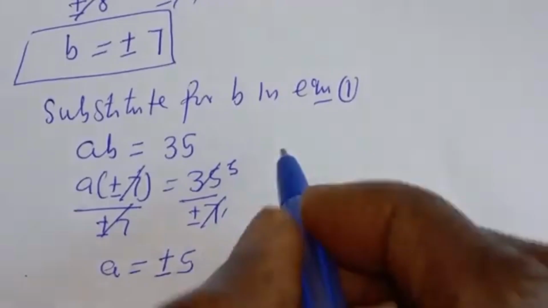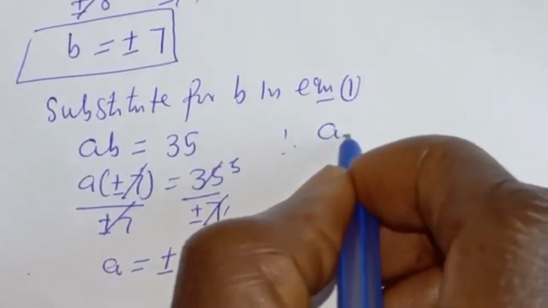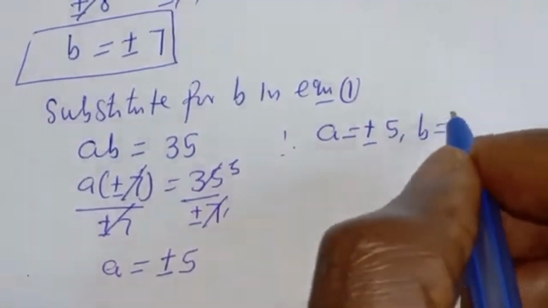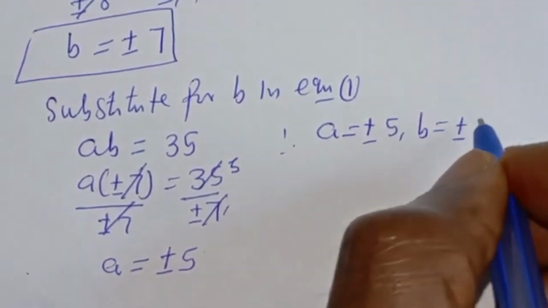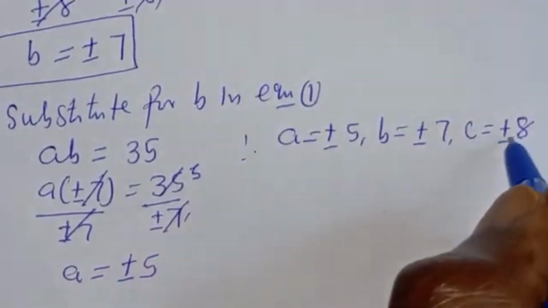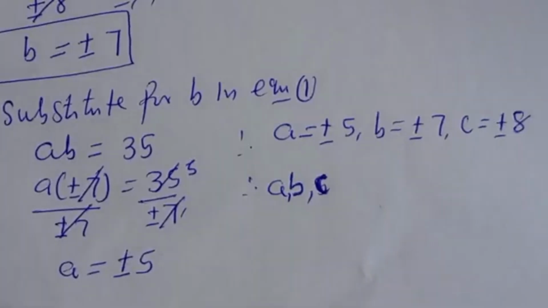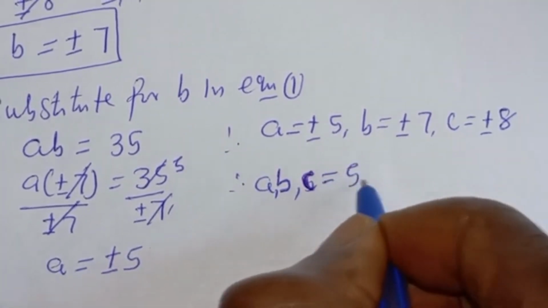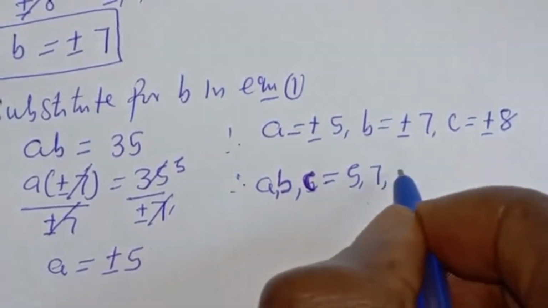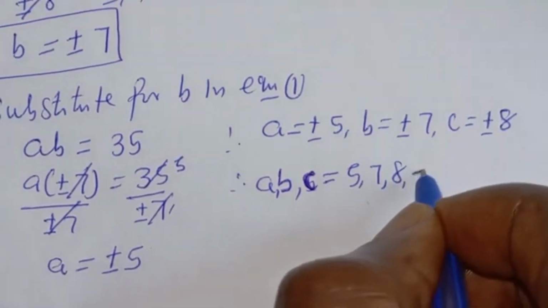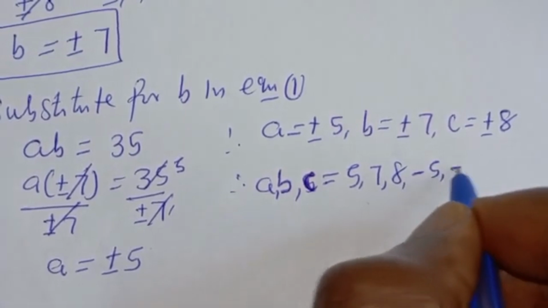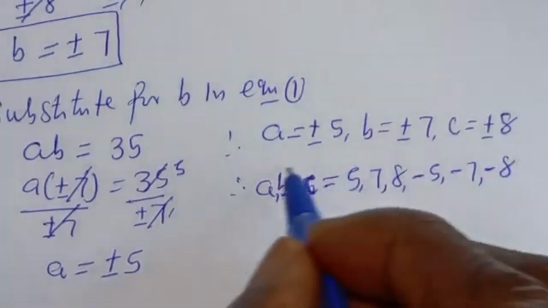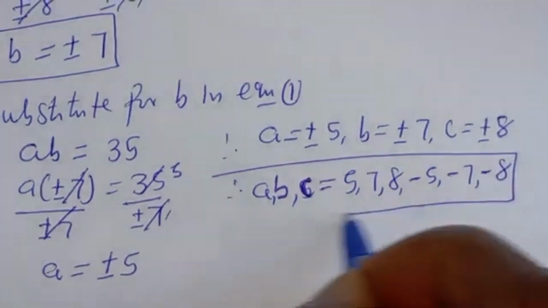Therefore, A is equal to plus or minus 5, B is equal to plus or minus 7, and C is equal to plus or minus 8. And our final answers are A, B, C is equal to 5, 7, 8, minus 5, minus 7, and minus 8. This is the final answer.